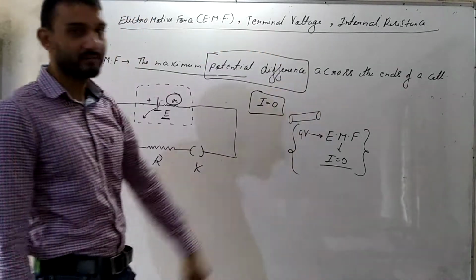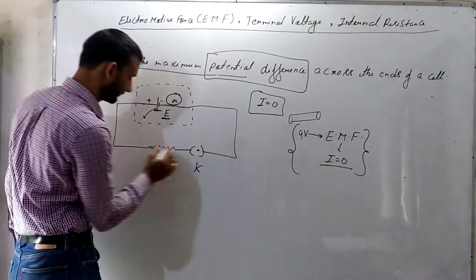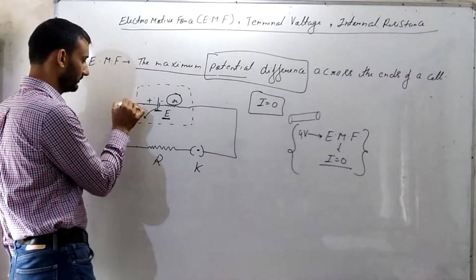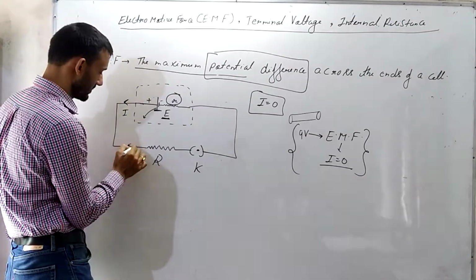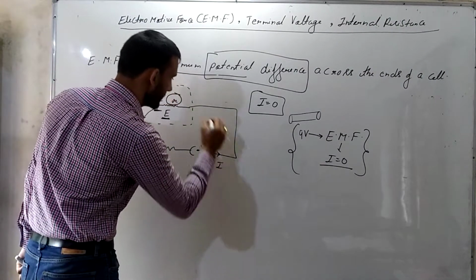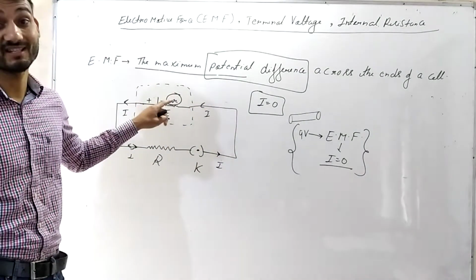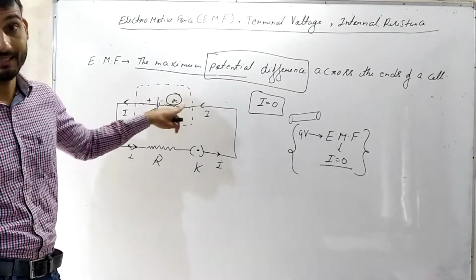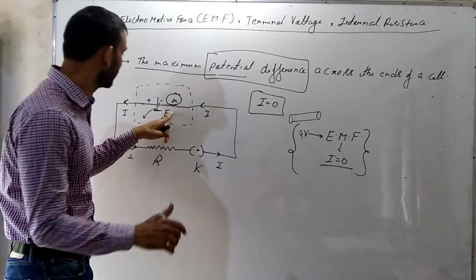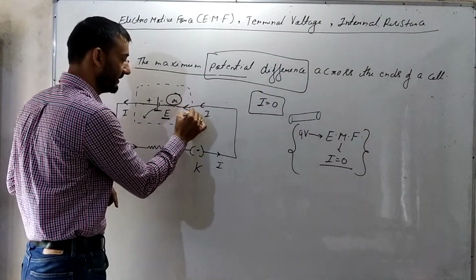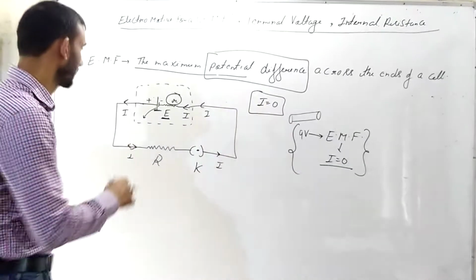Let us understand terminal voltage. If you turn the key on, current I will flow. When the current starts from the battery, the very first resistance occurs inside the cell itself. That is what we call internal resistance. Now pay attention to this part. When current flows, firstly it flows inside the cell.